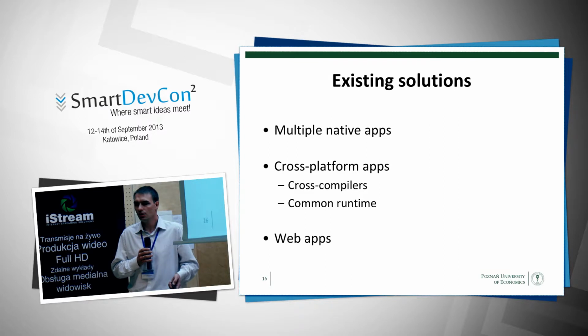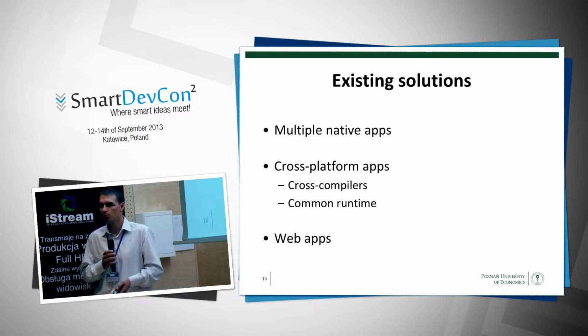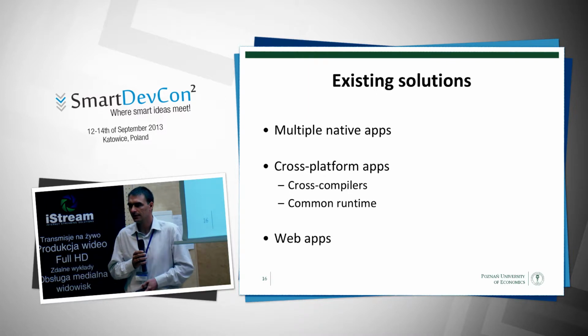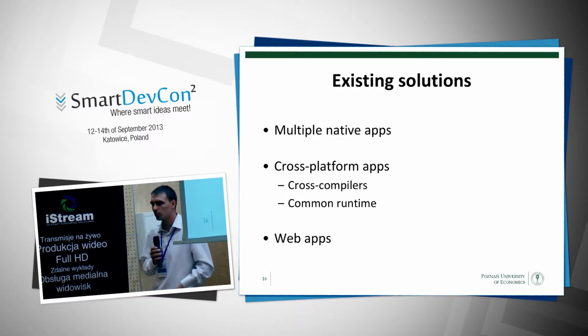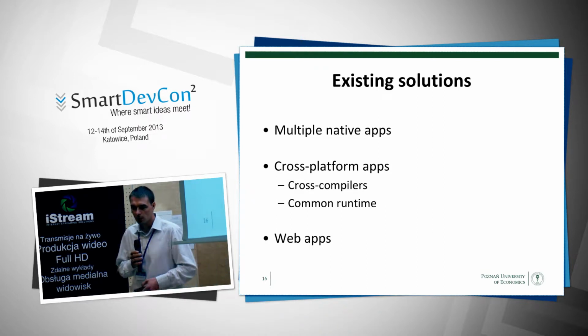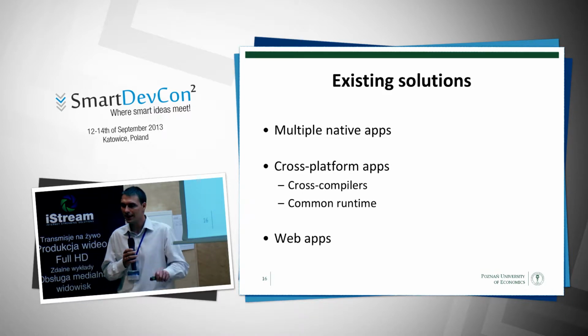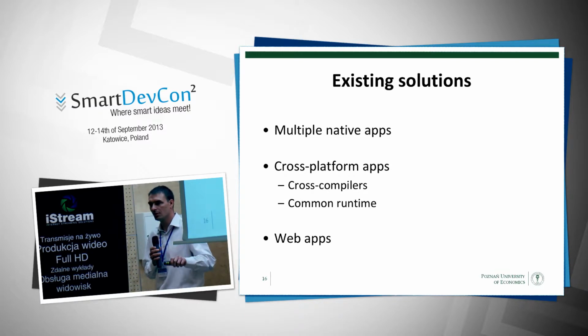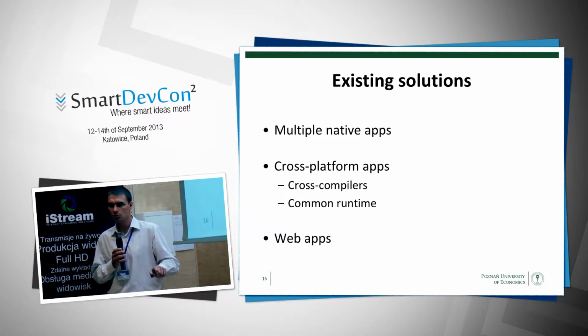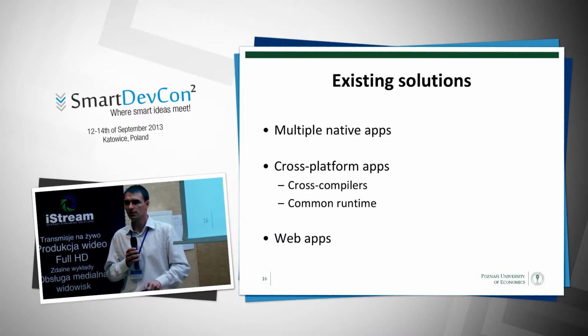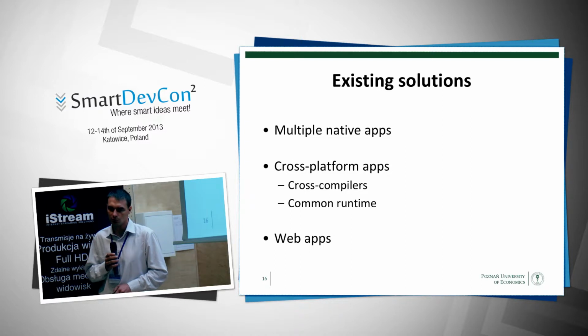And you already know different approaches to the problem. You use them daily. You can build multiple native applications. You can build cross-platform applications, be it with cross-compilers or a common runtime. Or you can use web applications. All those solutions have their pros and cons. I want to highlight some of these and talk about why, in my opinion, they don't work properly. They don't provide a uniform platform for ubiquitous applications.